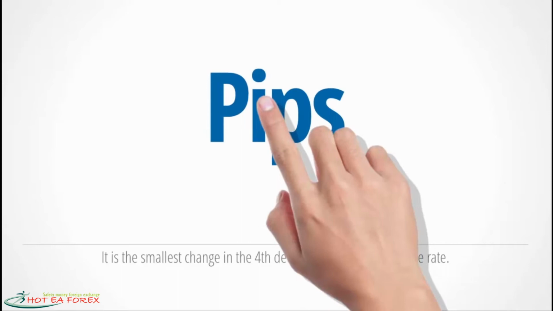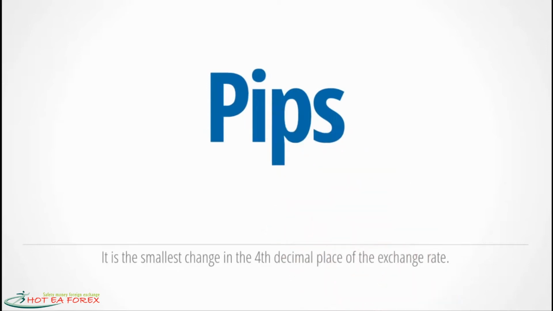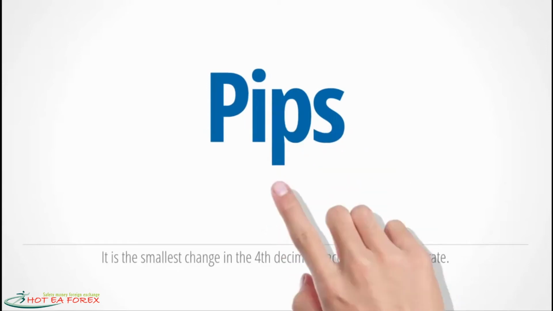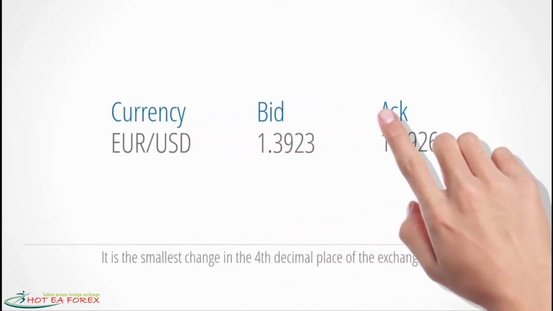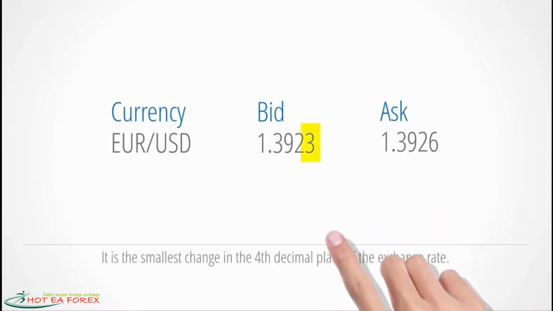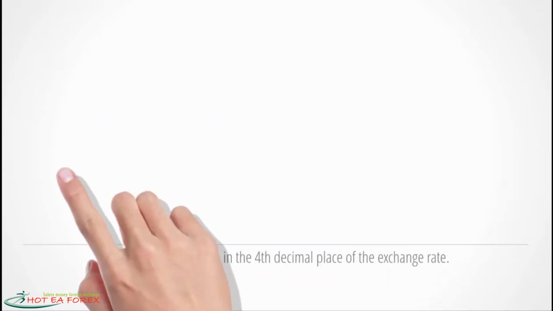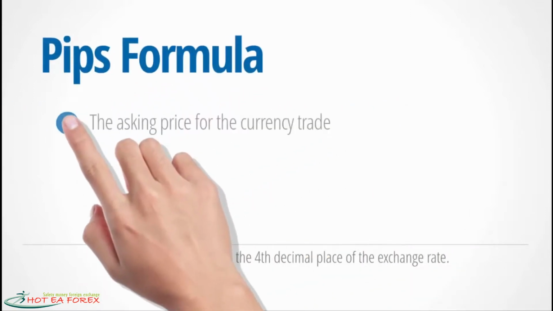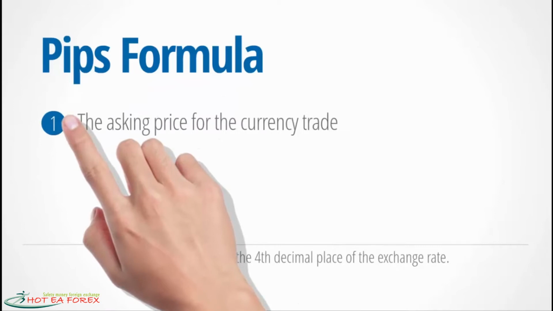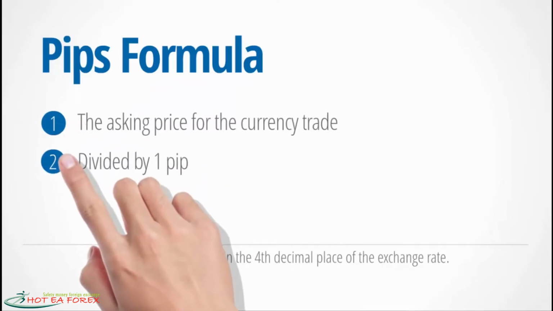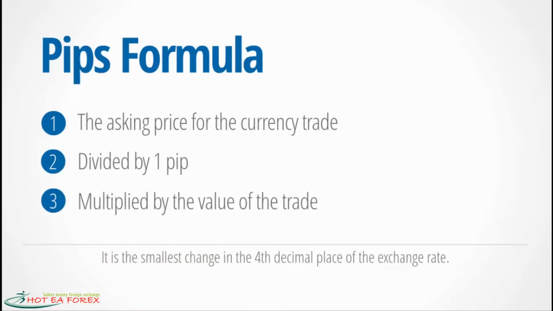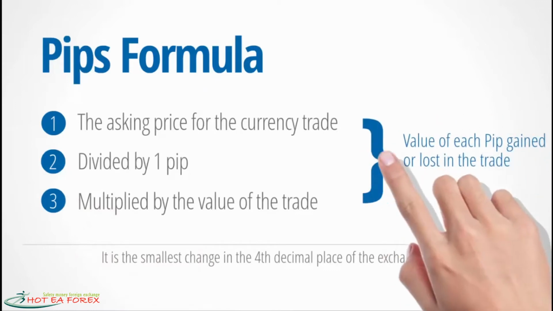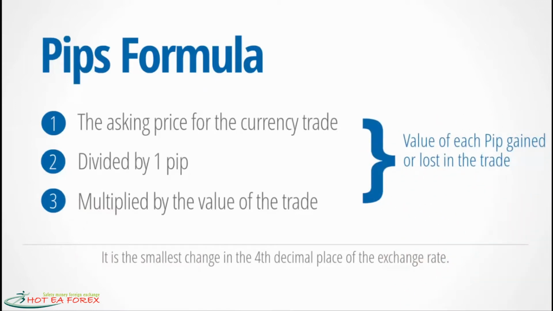Pips are the units of calculation used by Forex traders to calculate the profit and loss from the trades they make. Look at any currency quote, starting from the left, and count 4 places. The fourth place is the pips value in a quote. To calculate the value of pips, traders use a pips formula. 1. The asking price for the currency trade. 2. Divided by 1 pip. 3. Multiplied by the value of the trade. This will tell you the value of each pip gained or lost in the trade.